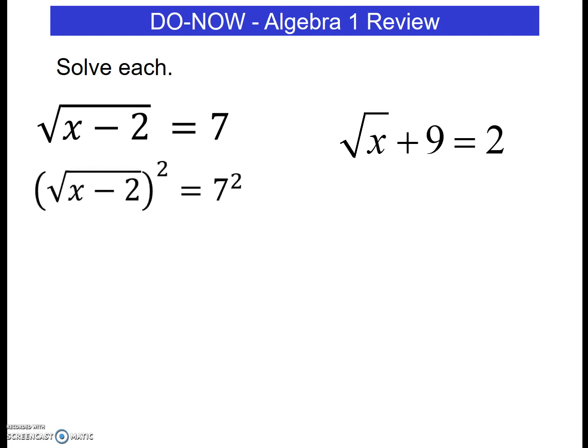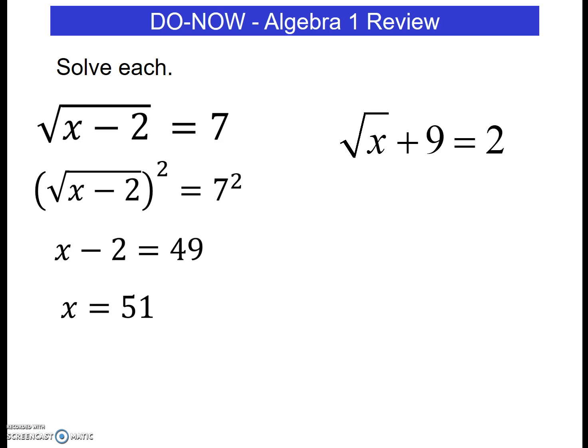The nice thing about the left side is that when I square a square root, it cancels out. If you look at it through rational expressions, you end up with x minus 2 as a quantity raised to the 2 over 2, which cancel each other out. So I'm left with just x minus 2. And on the right-hand side, I have 49. From there, I'm going to add 2 to both sides.